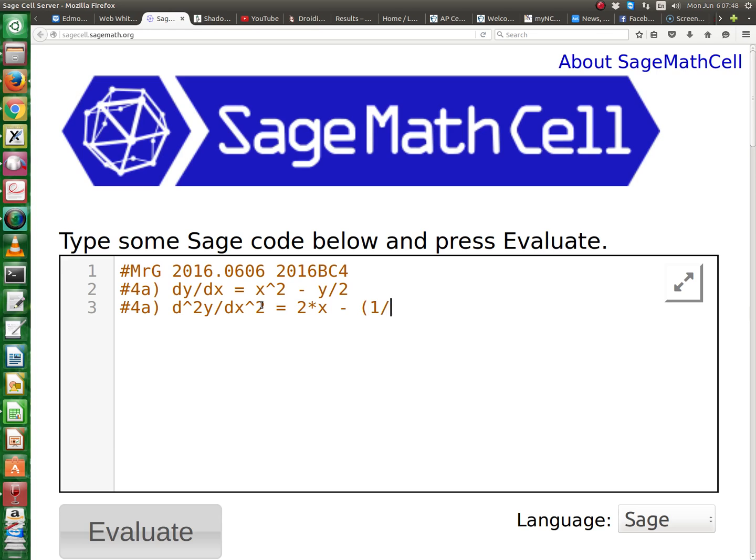I'm going to write this. It's going to be 1 half of dy dx, right? Because we're differentiating 1 half of y. But dy dx is given as x squared minus 1 half y. Right, okay, so one more little comment, note to self. We're going to need this later.